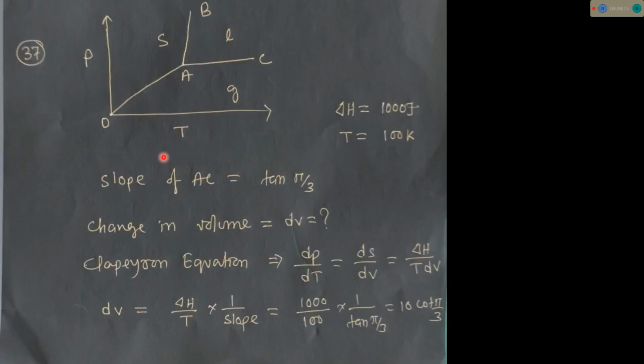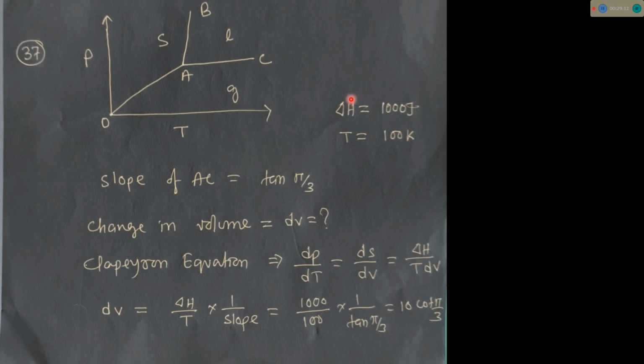This question is from phase equilibrium. I think this question was previously asked in NET or GATE. I forgot the year, but yes, the same question was previously asked in NET, I think. A graph was given with three straight lines, AB, AC, and OA, and the corresponding slopes were given. This AC means liquid and vapor equilibrium. There is a particular change in del H, meaning change in heat.